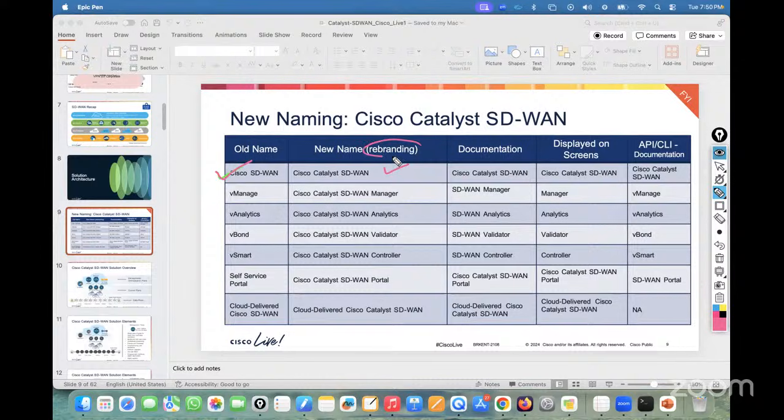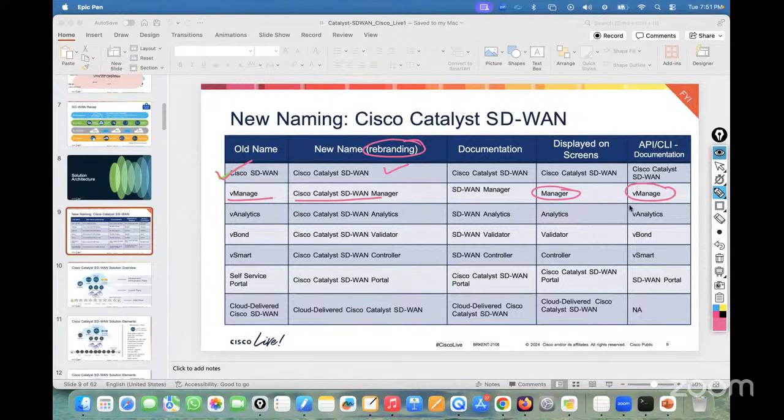You can see even in their official slide, the rebranding: Catalyst SD-WAN. Your vManage earlier has become the Cisco Catalyst SD-WAN Manager. Still, in the API documentation, you're going to find vManage, meaning their API is still not updated. So don't think that you don't have knowledge of Catalyst SD-WAN or Viptela. They all are the same. Don't be confused.